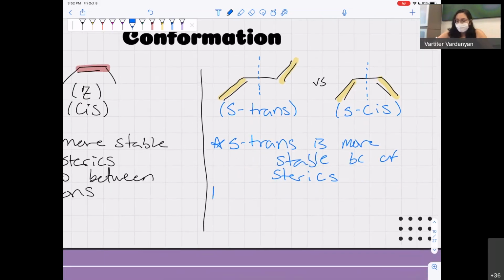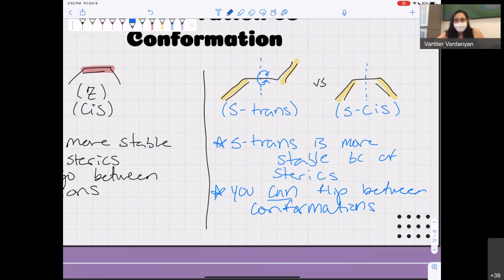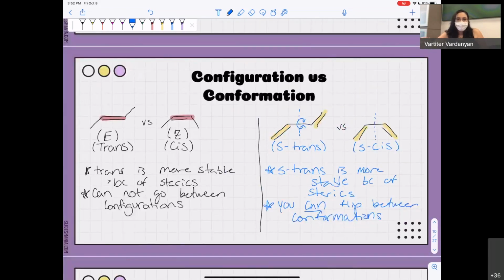The other thing here that you have to take note of is you can flip between conformations. And the reason you can do that is because this single bond in the middle can be rotated, so we can move something from the cis to the trans position. So, ta-da!